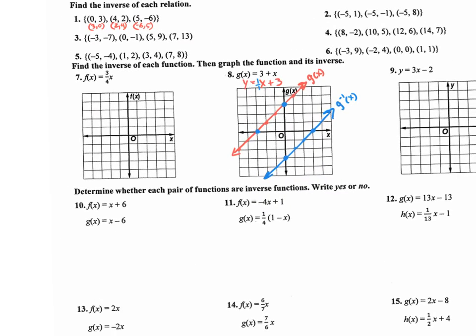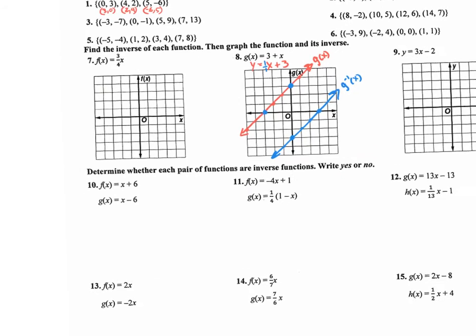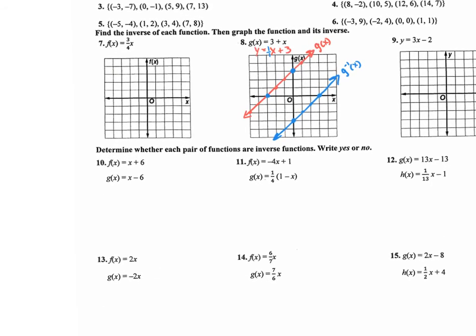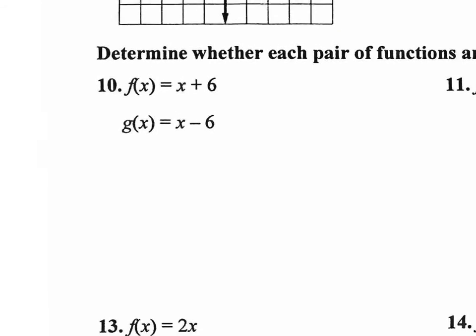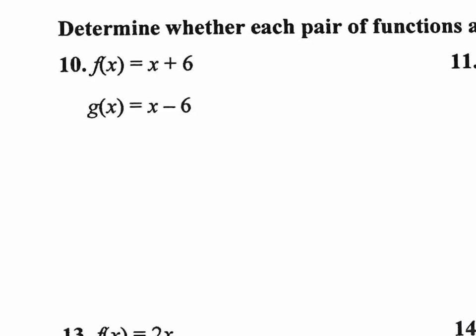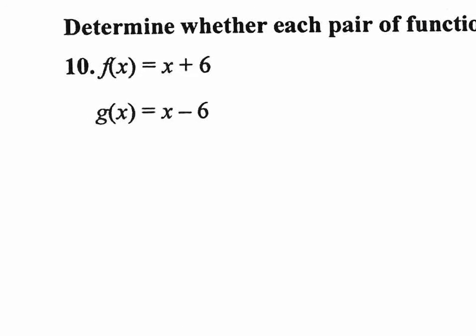So 1 was easy, 7 and 9 are pretty easy. Just think y equals mx plus b, switch x and y, and you'll get your inverse. And now down here, determine whether each pair of functions are inverses of each other. All you have to do is plug in one function into the other, make sure that the answer is x, and then plug it in the other way around and make sure that it's also equal to x.